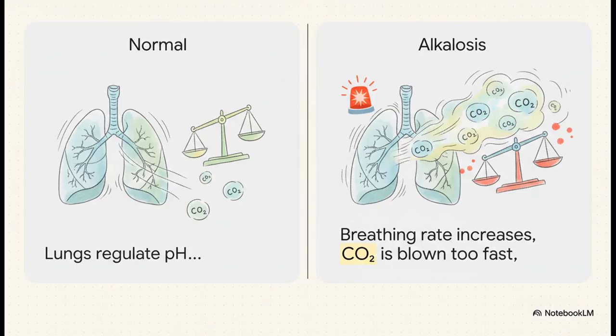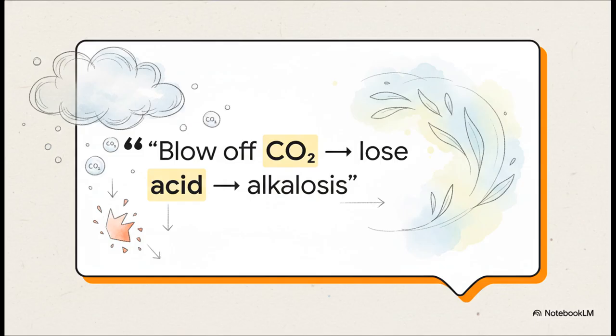Think of it like a perfectly tuned balancing act. Normally, our lungs do this incredible job of keeping our blood pH right where it needs to be by managing how much CO₂ we breathe out. It's a precise process. But in respiratory alkalosis, that whole system gets thrown completely out of whack. The breathing speeds up, the CO₂ levels just plummet, and that delicate pH balance gets tipped way over to the alkaline side.